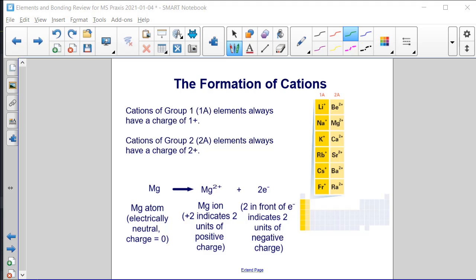So taking the example of magnesium in group 2, when it is electrically neutral, it has an equal number of protons and electrons. When it becomes that +2 or 2+ ion, that indicates 2 units of positive charge. So we have 2 more positives in that magnesium ion than negatives. We do that by losing 2 electrons. So this 2 here indicates the 2 negative charges that were lost in forming the magnesium 2+ cation.